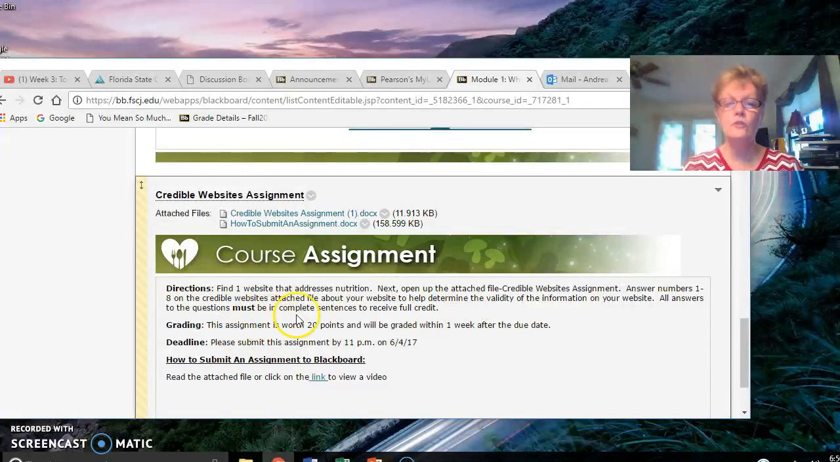You want to make sure that all of your answers are in complete sentences. Don't answer yes or no, because if you do, points will be taken off. The last question will ask you, do you think that this website is credible or not? Why or why not? You have to answer it in 5 comprehensive, complete sentences. If you have 1, 2, 3, or 4 sentences and not 5, then points will be taken off.